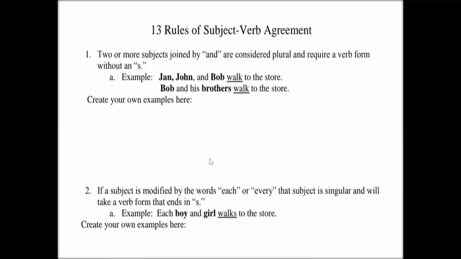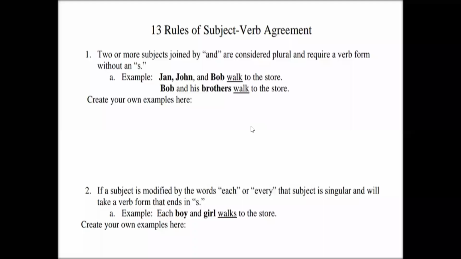Now, moving to the second rule. If a subject is modified by the word each or every. This is where we get confused while following verb agreement. Okay. Here, the subject is boy and girl. But with this boy and girl, we have modified it by adding each to it. So always remember, whenever you add each or every to any of these subjects, it will remain singular. We'll consider the verb as singular.